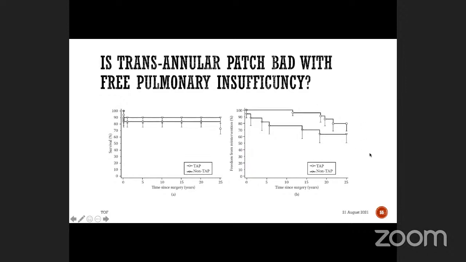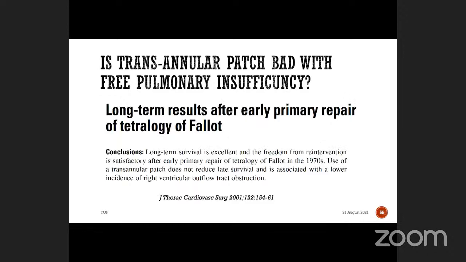The valve sparing usually needs more interventions in the future, but they can almost all be dealt with by interventional cardiologists, mainly branch pulmonary artery stenosis. The long-term results of early primary repair of tetralogy of Fallot are excellent, and freedom from reintervention is satisfactory after early primary repair, which is within the first 3 months of life. Using a transannular patch does not reduce survival and is associated with a lower incidence of ventricular outflow tract obstruction. So for a small baby, usually people are forced to do a transannular patch because of the size discrepancy.